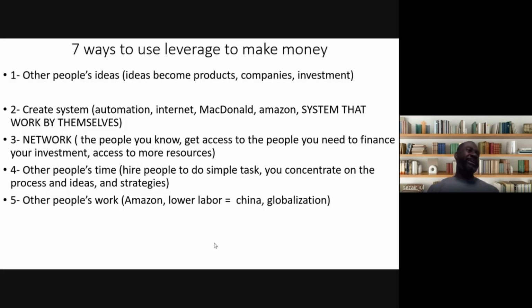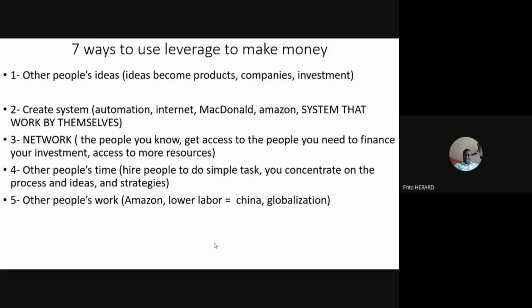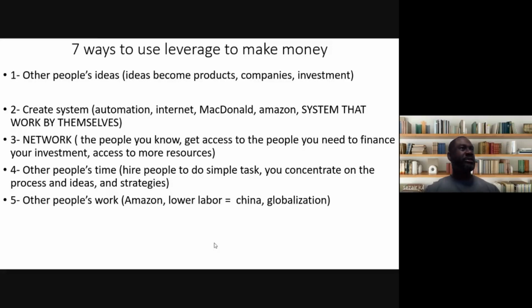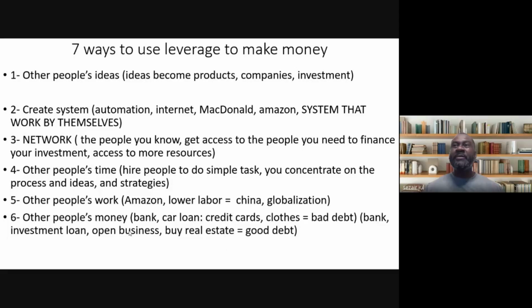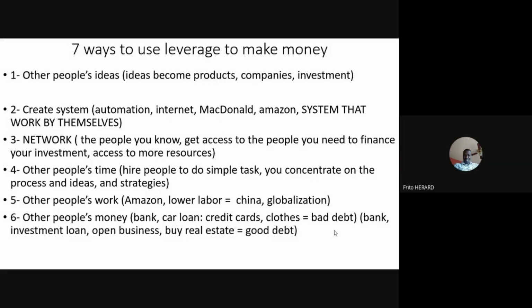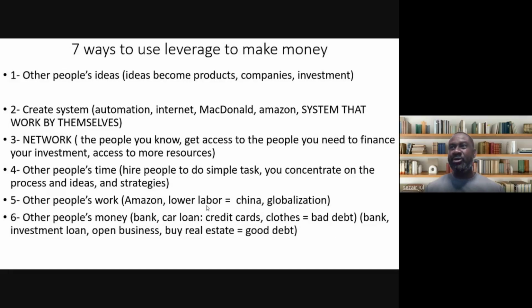China is a great leveraging country, right? So people work, and they're making a lot of money. Amazon has distribution centers everywhere around the world, and they hire people at low cost. They're leveraging those people's energy. Other people's money: bank, car loan, credit card, like we talked about, right? Those are all leverage. Real estate, good debt.